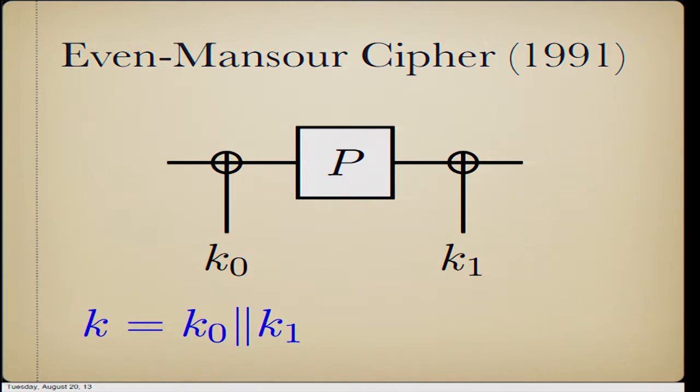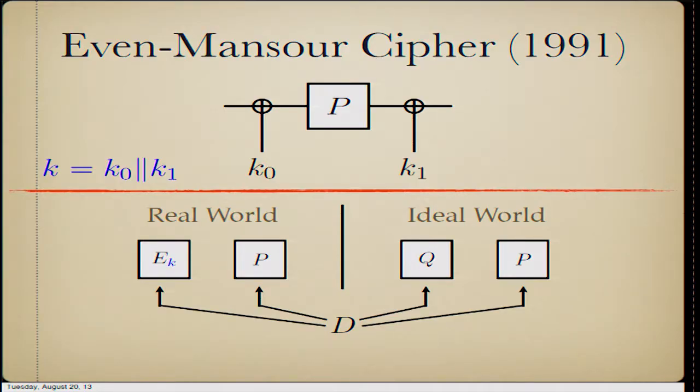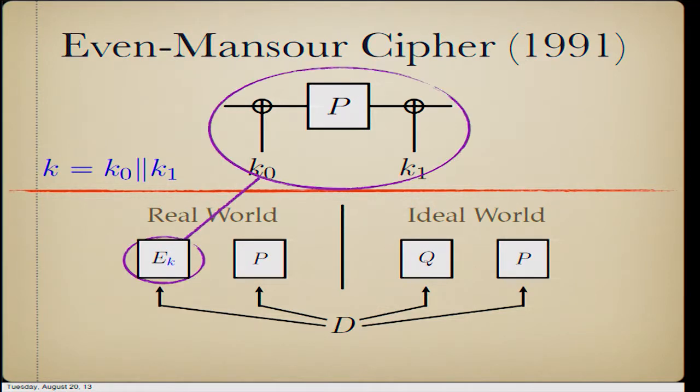They argue the security of this with the following experiment. They consider the following real world and ideal world. In the real world, the distinguisher gets oracle access to P, which is modeled as a random permutation. This is the random permutation model. It also gets access to E sub k, which is the Even-Mansour cipher, the construction up there. In the ideal world, it also gets access to the random permutation P. But instead of E sub k, it just gets some other random permutation Q that has no relation to anything. Q is just another independent random permutation.